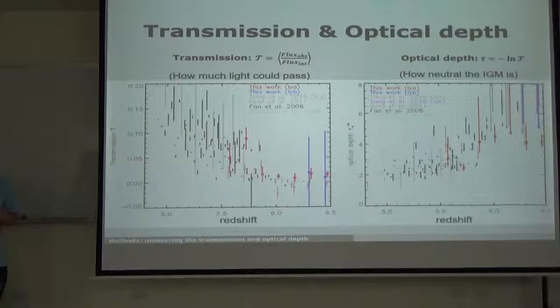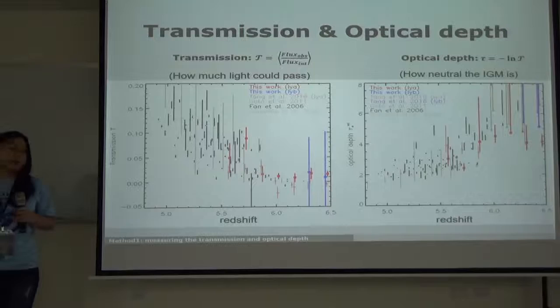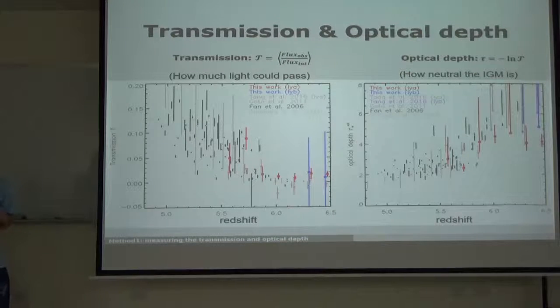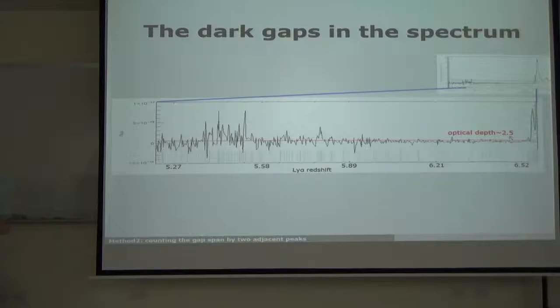From here we can note that, first, when we try to extend the measurement to high redshift, the transmission may be consistent with zero, so we may not get much information from higher redshift. And second, because we are measuring such low transmission, we may not be able to tell whether this fluctuation is due to data reduction, measurement error, or something else. So we try a second method to see the development of reionization.